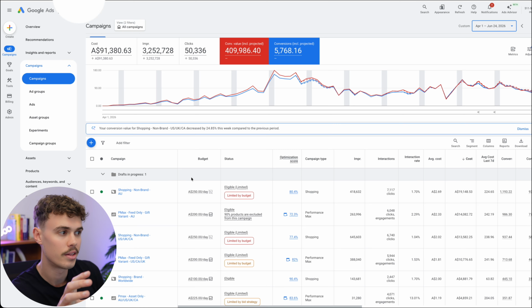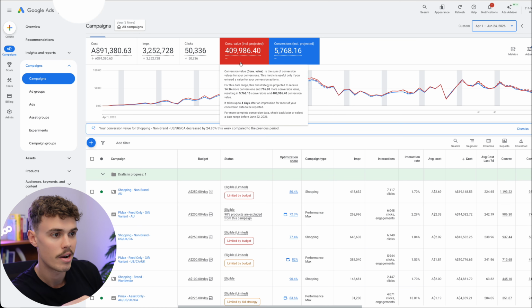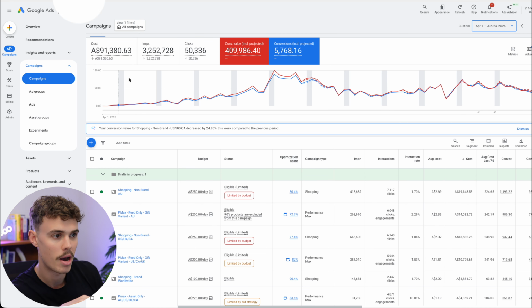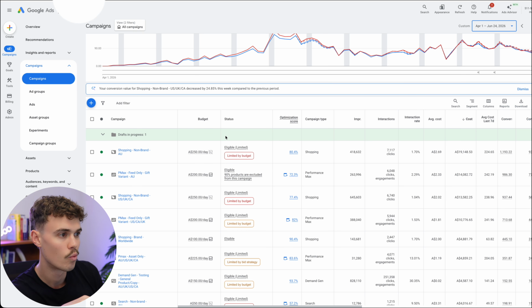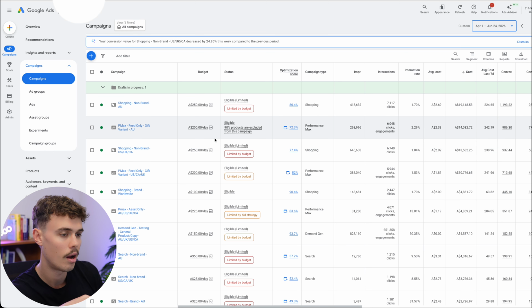So you can see in here, this is the account from April 1st up until today. You can see it's generated now $400,000 in revenue from $91,000 spend. So a really, really profitable return on a brand that's doing between 2 and 2.5 break even. So it's well above break even.